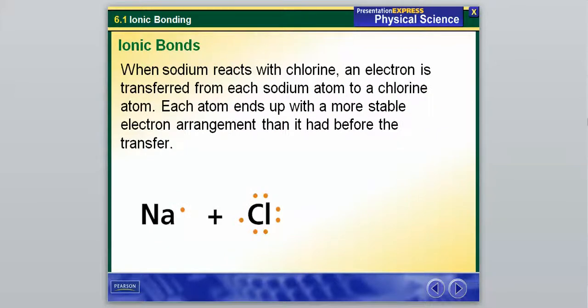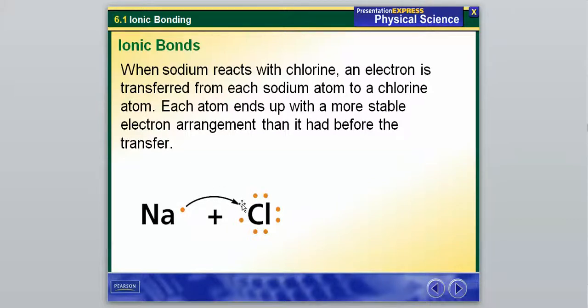When sodium reacts with chlorine, an electron is transferred from each sodium atom to a chlorine atom. Each atom ends up with a more stable electron arrangement than it had before the transfer. So this is our example, and this is what we're going to really focus on down here. We have sodium, which has 1 valence electron. Chlorine has 7. In order to achieve a stable configuration, this sodium electron is going to want to jump over here and join this chlorine.